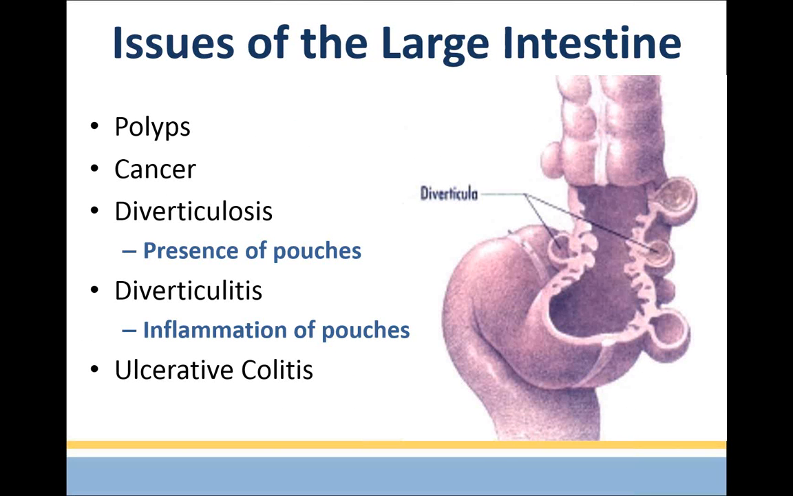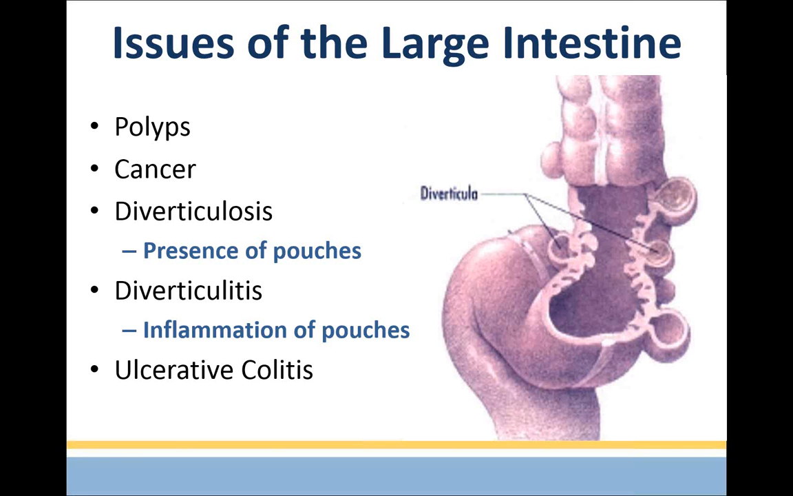So some of the issues of the large intestine: polyps are common. They're very small, bulging pouches that form in the lining of the large intestine and are most frequently found in the lower part of the colon. They protrude inward into the bowel. This is not a picture of them here.